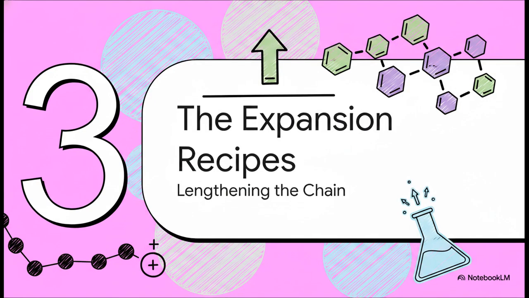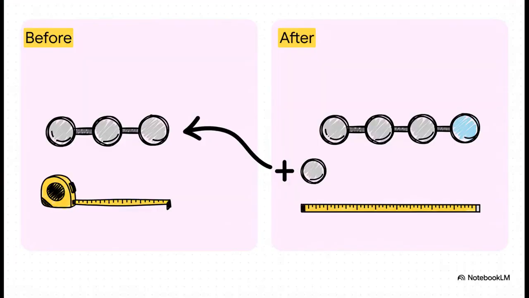And now for our final and maybe most interesting chapter, the expansion recipes. So what makes these so special? Well, unlike all the other methods we've looked at, these don't just transform a functional group that's already there. They actually make the whole molecule bigger by adding a new carbon atom. Here's the basic idea. You start out with a carbon chain of a certain length, and you end up with a chain that has one extra carbon atom, which becomes part of that new carboxyl group. The big takeaway here, the thing you have to remember, is that these are the recipes you use when you need to grow your molecule, not just change it.